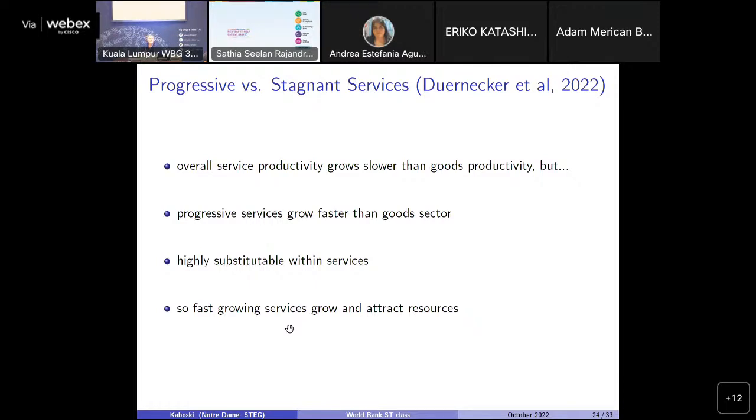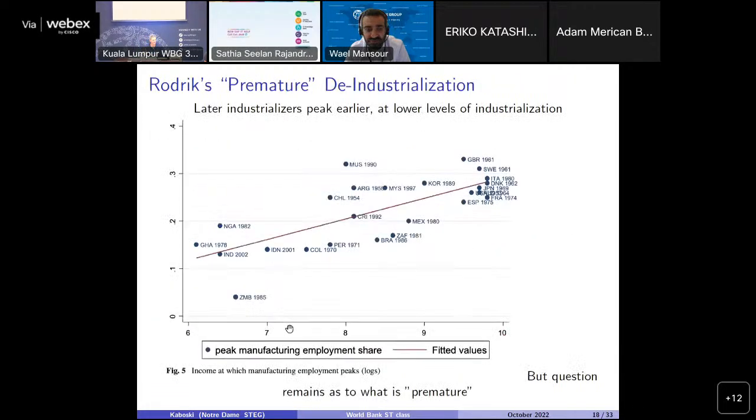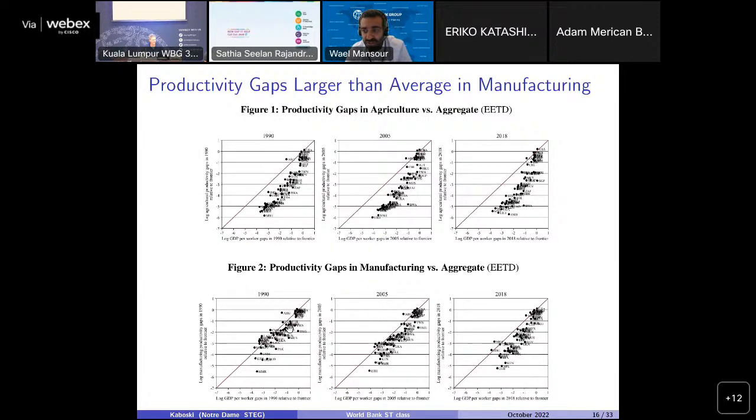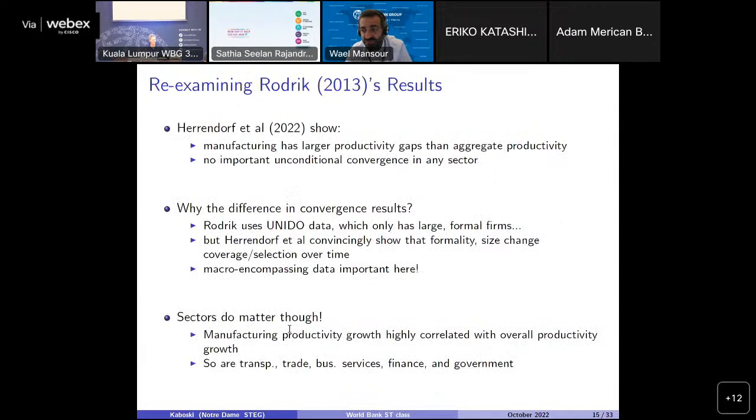Yes. Yes. Sorry, I had written my question online, and I thought it would be taken by then. But I want to go back to the manufacturing when you were discussing the results of the latest data that shows that there will be no convergence, unlike the Rodrik paper. And you've talked about both size and informality.